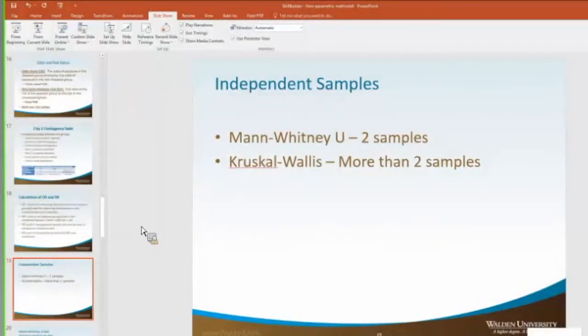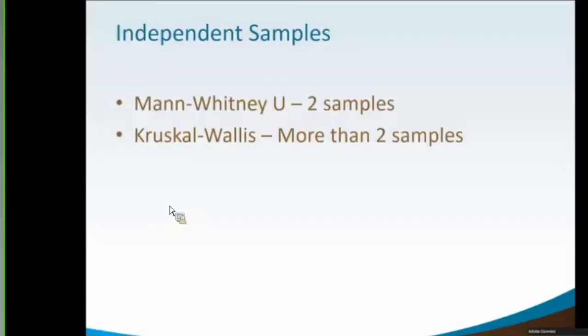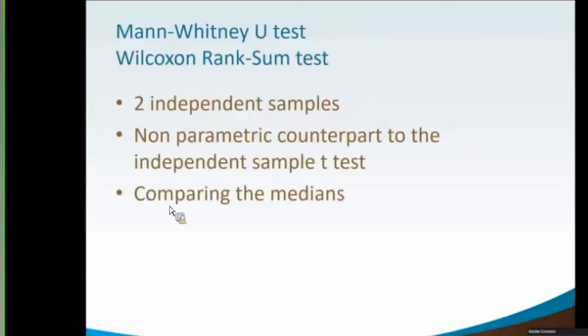Okay, so now we're going to go on to some other non-parametric tests, the Mann-Whitney U test and the Kruskal-Wallis test. When we're looking at independent samples and wanting to do a non-parametric method, we can use the Mann-Whitney U if you have 2 samples and the Kruskal-Wallis if you have more than 2. So the Mann-Whitney test is basically the non-parametric counterpart to the independent samples t-test. And what we're doing really is comparing the medians instead of the means.